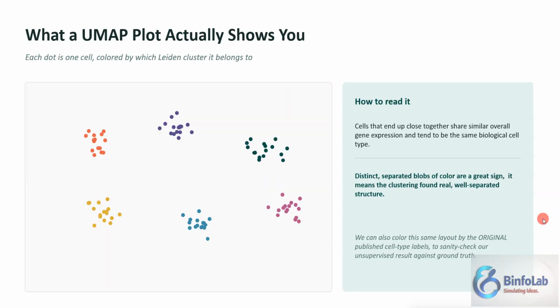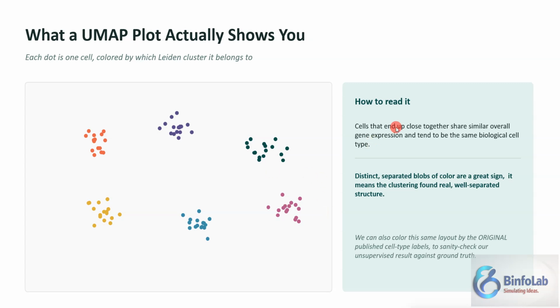Okay, let me show you. This is a classical figure generated by UMAP 2D. Each dot is one cell, colored by which Leiden cluster it belongs to. The similarity, like which cluster a cell belongs to, is calculated by the Leiden algorithm. And the groupings you are seeing in the picture are because of the UMAP.